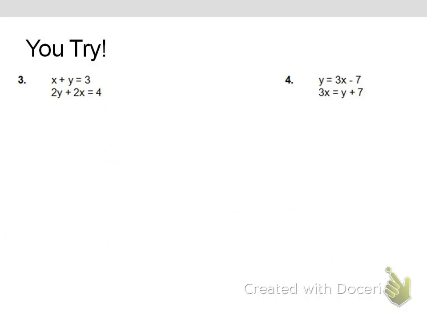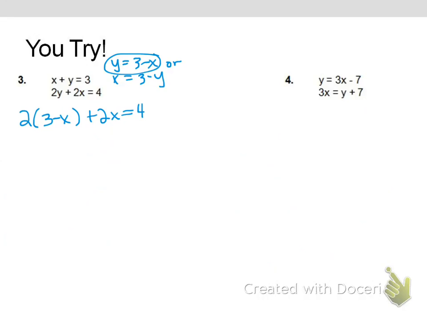Either one. Pick one. You can either solve for x or solve for y. So you could either say y equals 3 minus x or x equals 3 minus y. Either one is fine. So you just pick one. I'm going to use this one. So when I go to substitute, I get 3 minus x plus 2x equals 4.